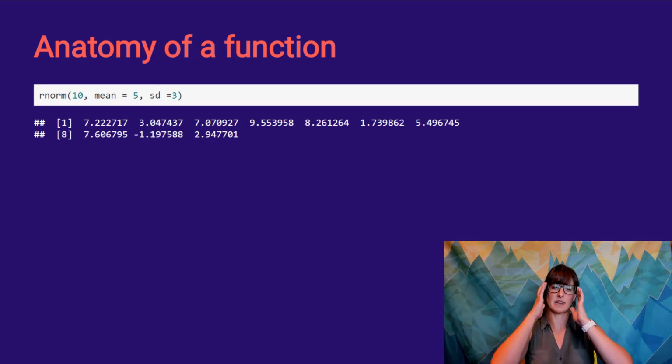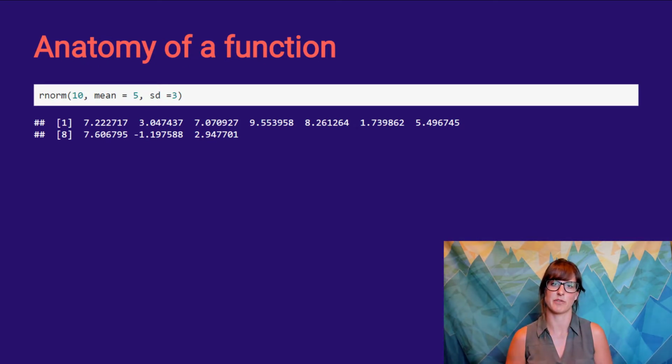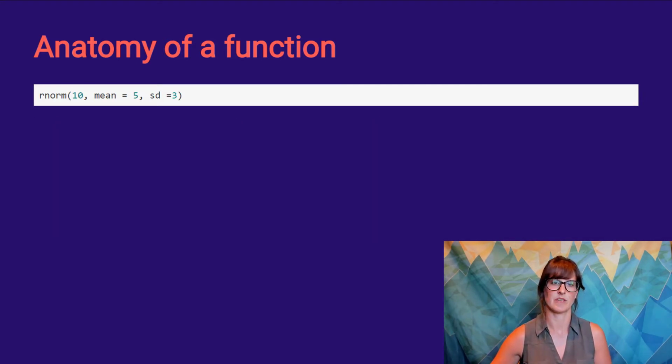So here's an example, a very simple function. You may not have seen it before, but I hope you can infer a little bit from looking at it what's going on. So this function is generating 10 random samples from a normal distribution, and specifically the normal distribution with a mean of 5 and a standard deviation of 3. And so we've given R some information. We've given it how many samples we want, what we want the mean to be, and what we want the standard deviation to be, and it's spitting back to us this vector of random samples.